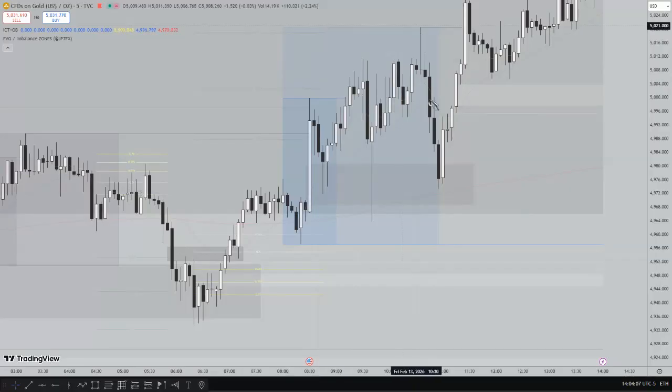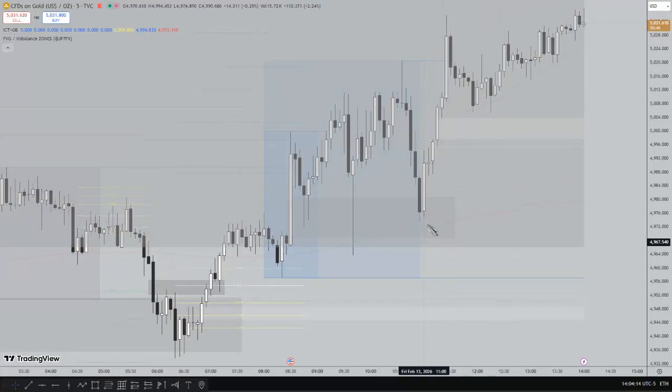We have a nice little pullback again to go and fill these wicks with some actual candle body and then start to push back up. For the most recent IFVG, we would look right here on the 5-minute. I'll go back down to the 3-minute as well.